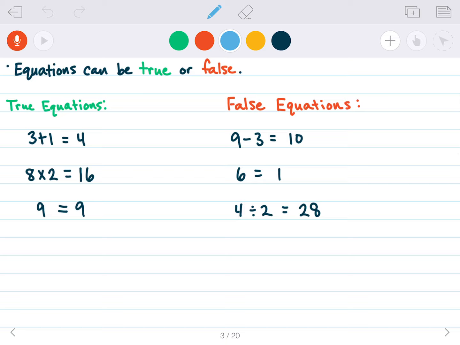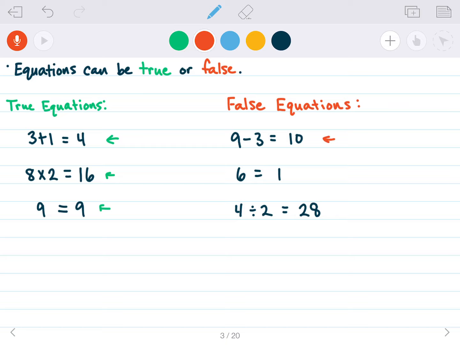So, equations can be true or false. True equations are mathematical truths, basically. Our first example here, 3 plus 1 equals 4, that's a truth, right? And if we simplify this, we get 4 equals 4. That's a mathematical truth. Same thing here, 8 times 2 equals 16. That's a truth. 9 equals 9. That's another truth.